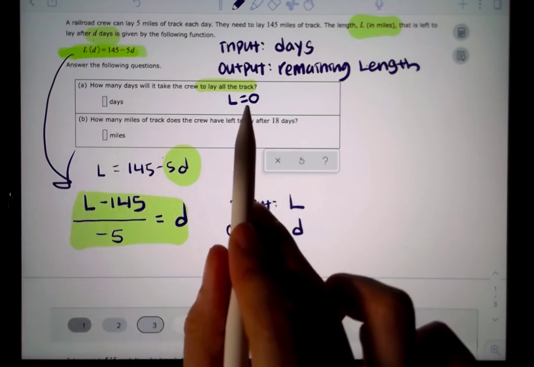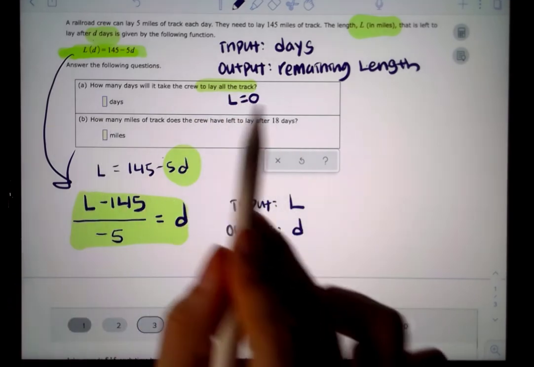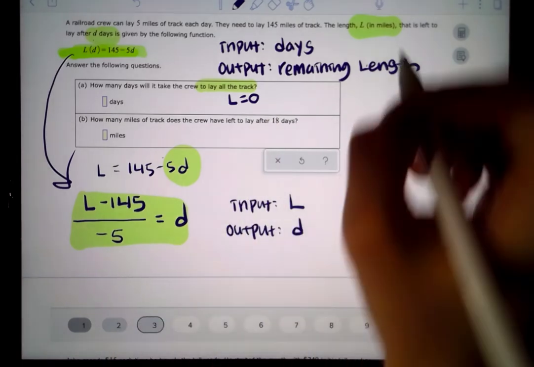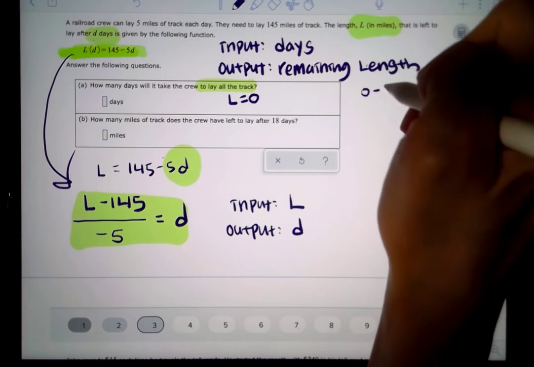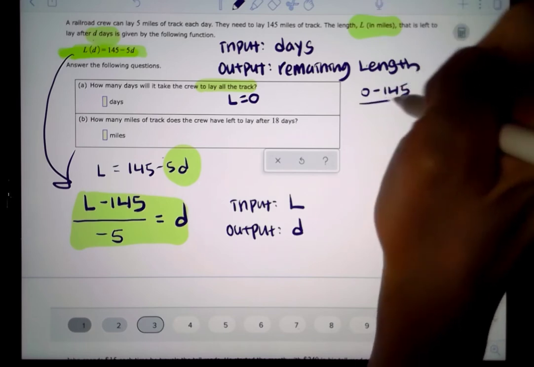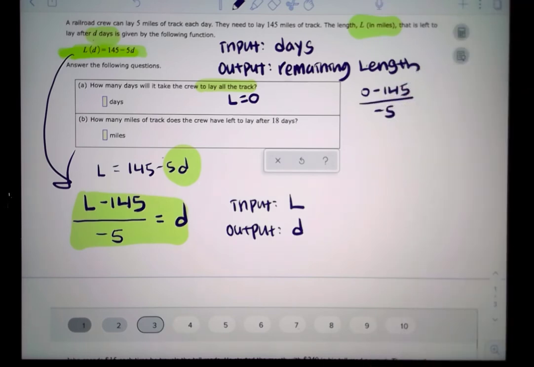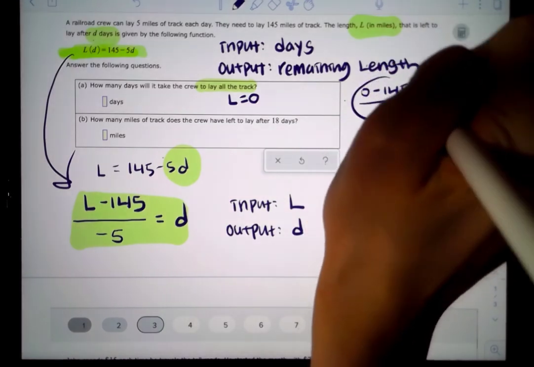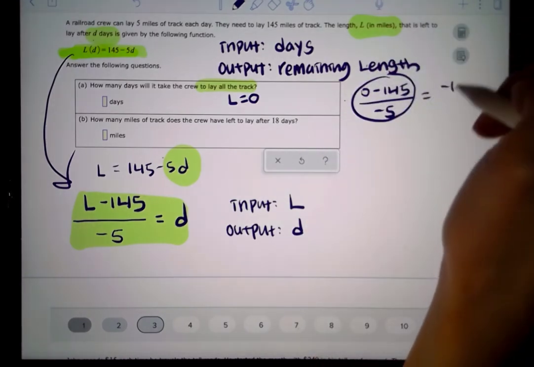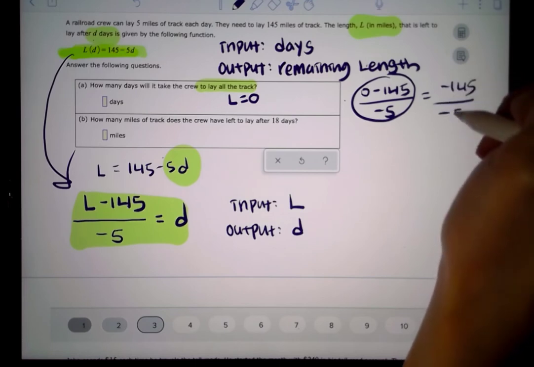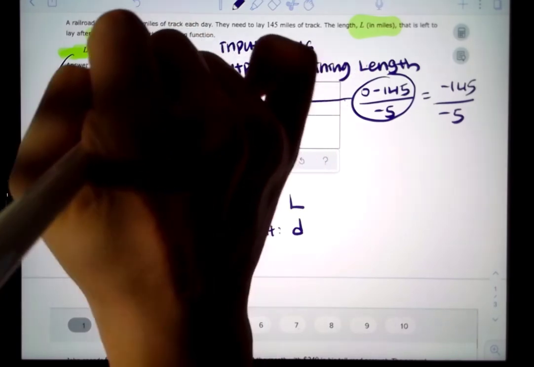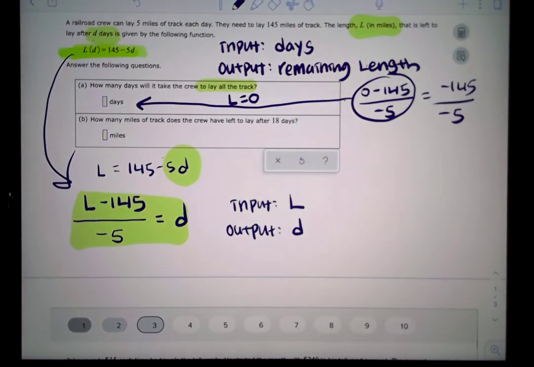And you want to find days, right? So what can we use? You're inputting L. So I'm going to use this function. Okay? Then you get 0 minus 145 over negative 5. So calculate this value. So that's the same as negative 145 over negative 5, right? So calculate this value. Use a calculator, then you will get the days.